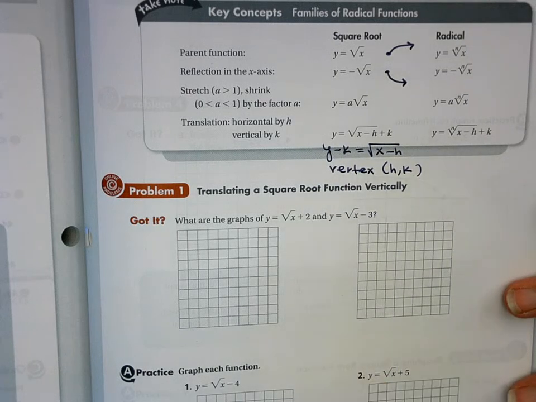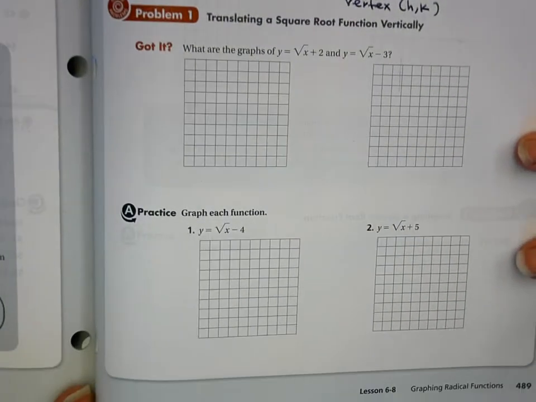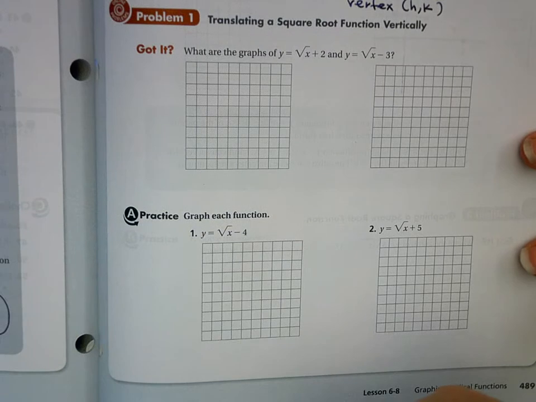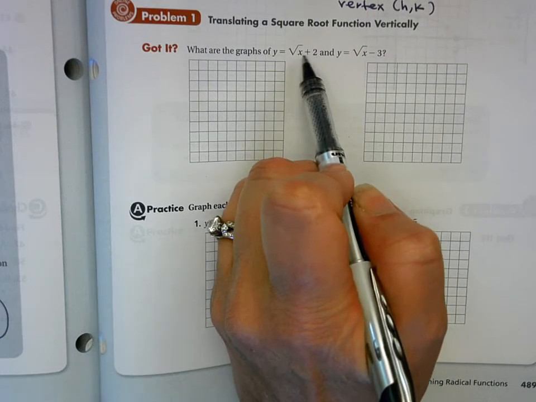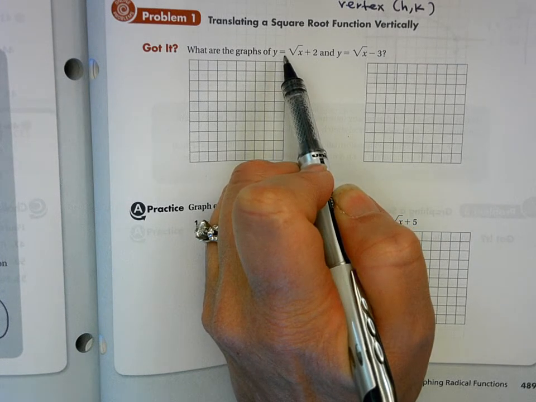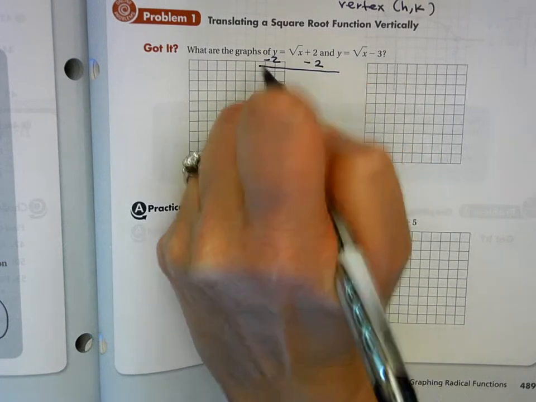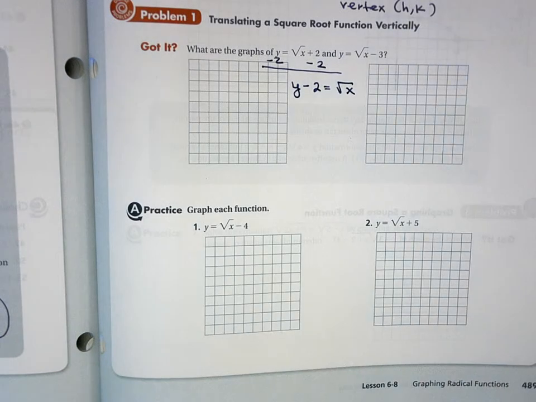Right? Okay, so let's go ahead and do a couple of examples here. We're going to do graphing. What are the graphs of y equals root x plus 2 and y equals root x minus 3? We're going to do this one here first. For this plus 2, is it with the x or should it be with the y? It should be with the y. So I'm going to subtract the 2 over to the other side. Then I have really y minus 2 equals root x.